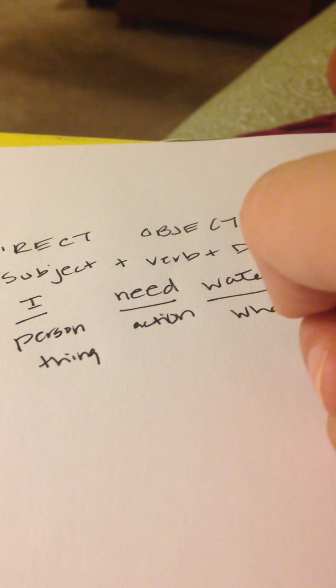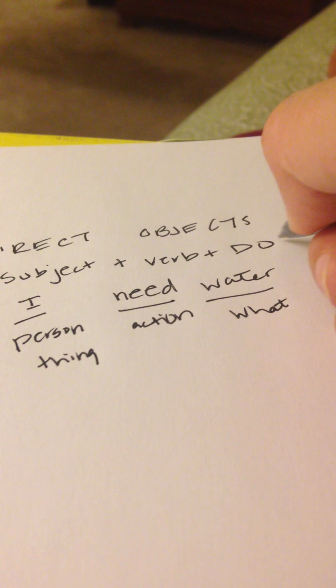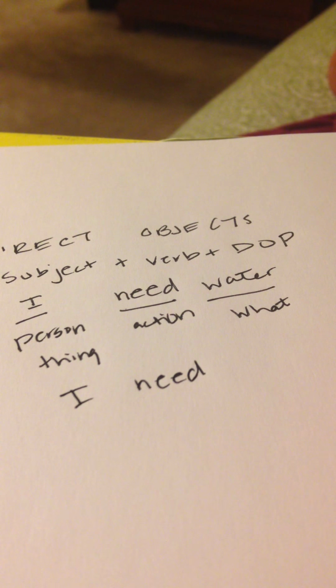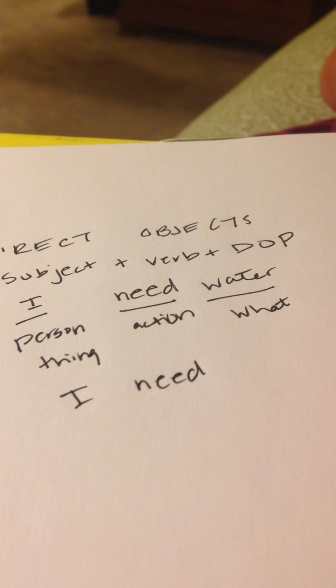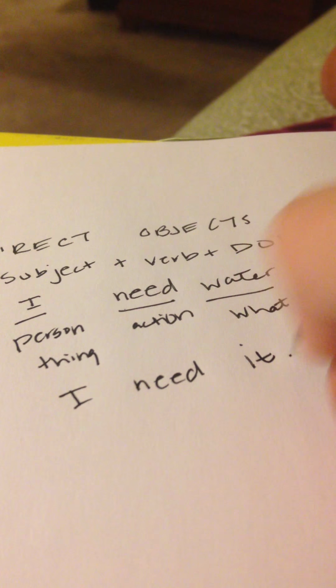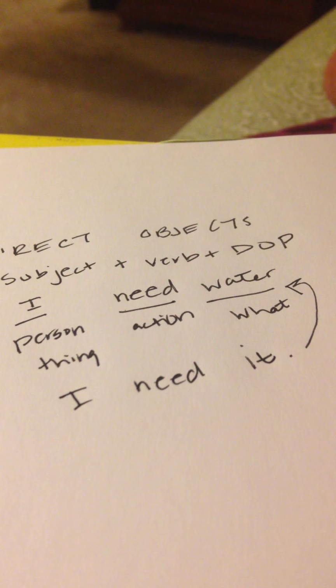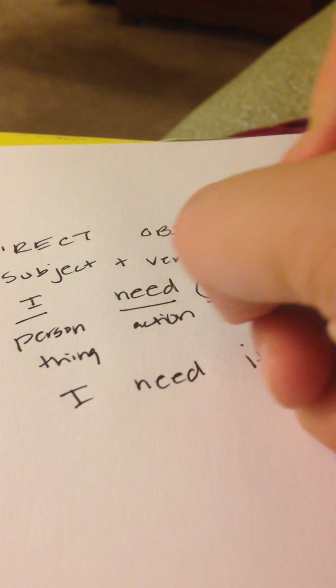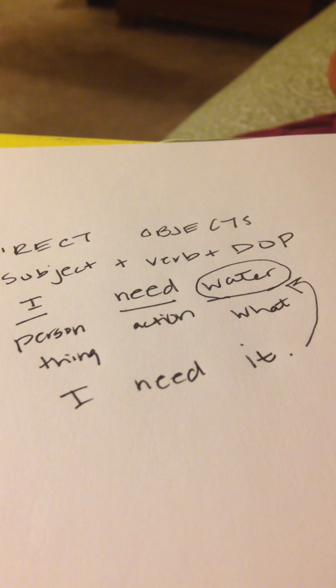So if we wanted to make it into a pronoun, a direct object pronoun, we would say I need, and we know pronouns are he, she, they, it. I need it. That's what replaces water. We don't want to say water, so we say the word it. So we know that we should circle water, and we know that it's replaced by it.